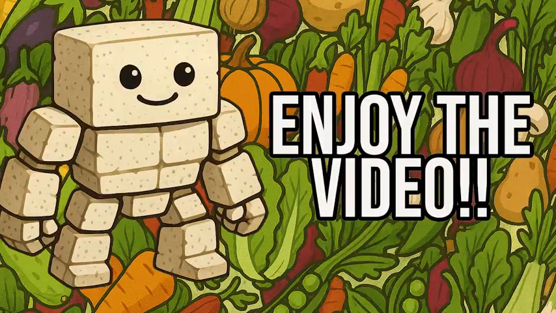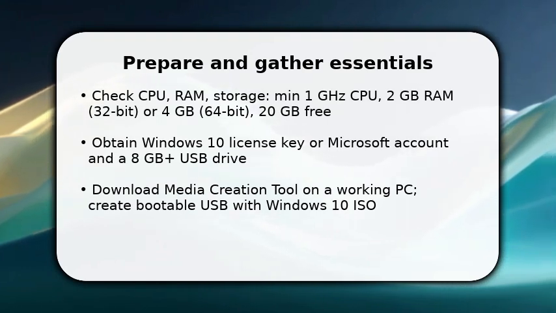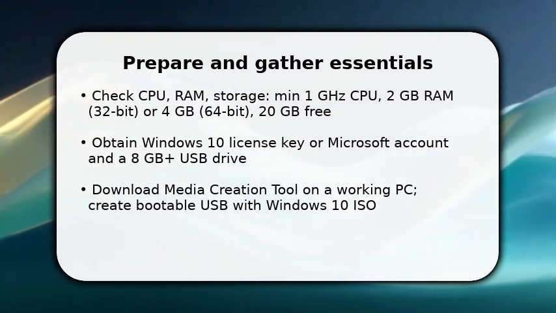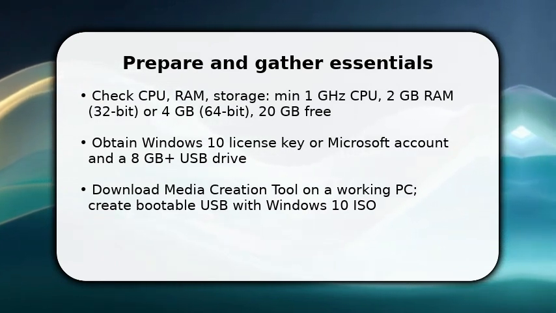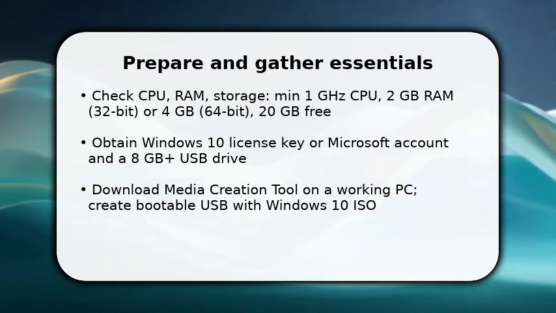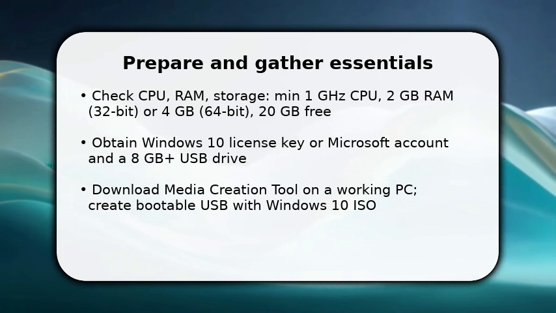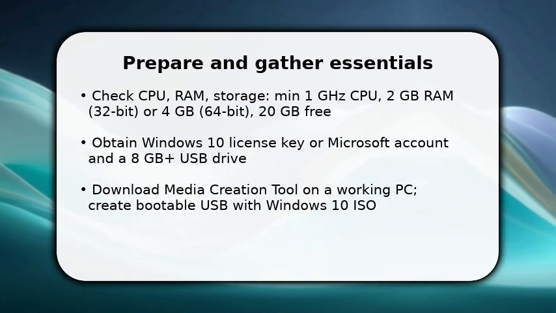Please enjoy the video. You start by verifying hardware and licensing so installation won't stall. Once done, plug in a reliable 8 GB plus USB drive and run Microsoft's media creation tool to download the Windows 10 ISO. Make sure to choose the correct architecture: 64-bit for modern systems, 32-bit only for old limited machines.